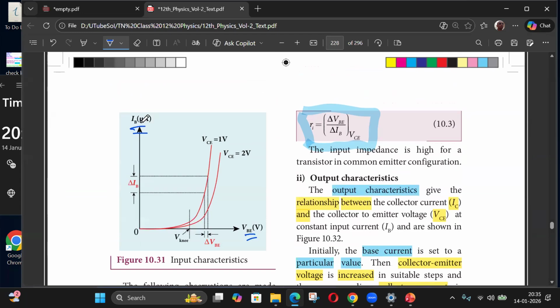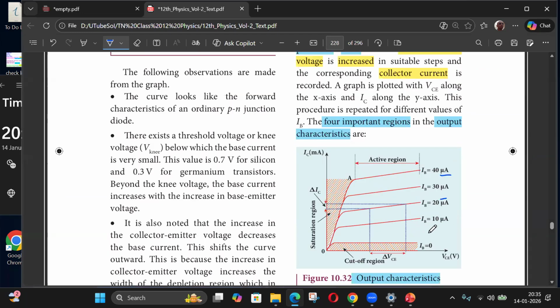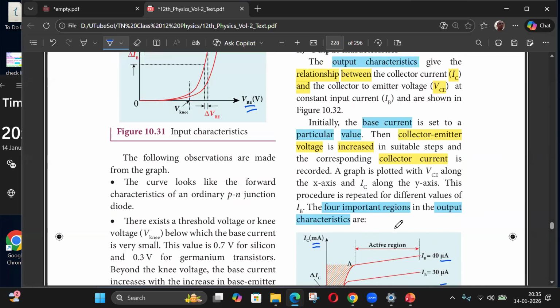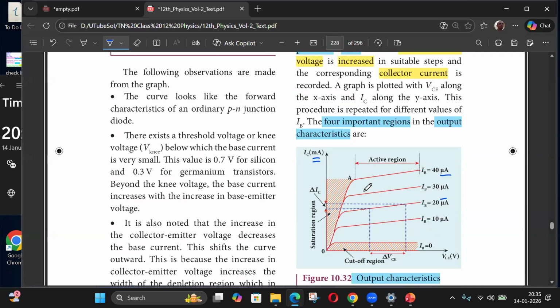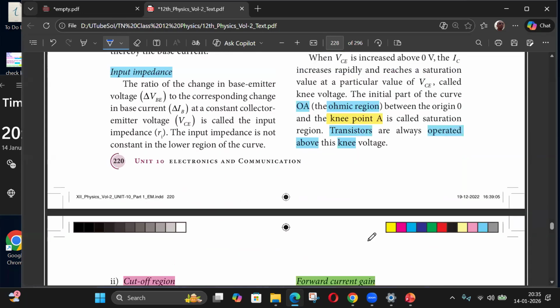So this base current will be small. Here it is. Okay, base current is fine. So this is output characteristics, IC versus VCE.